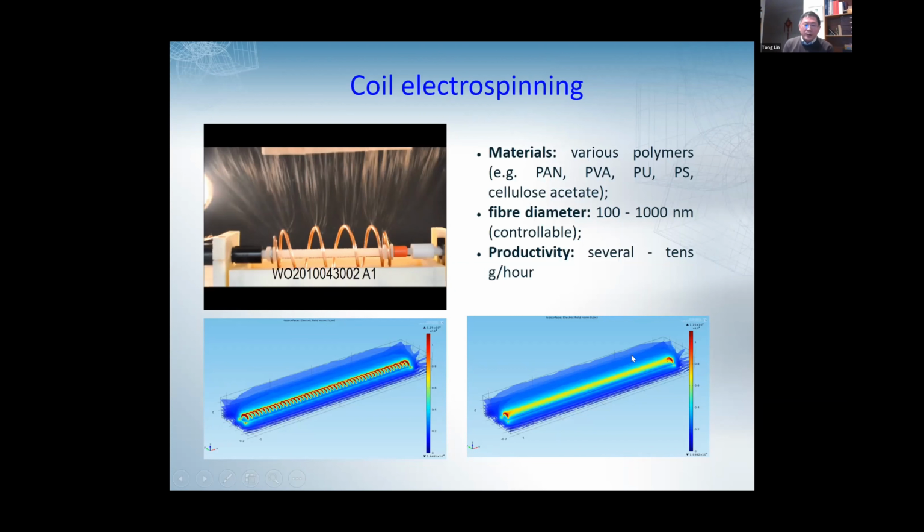Over the years, we tried many different polymers and found that as long as the polymer is spinnable by needle spinning, it can be spun by our design. The production rate really depends on the polymer solution concentration and also the polymer type. We can get hundreds and even kilos of fiber in 1 hour, just based on our design.